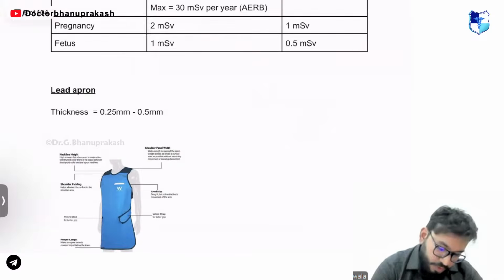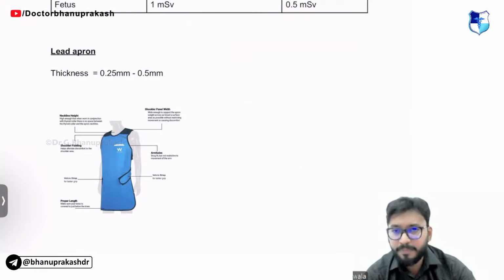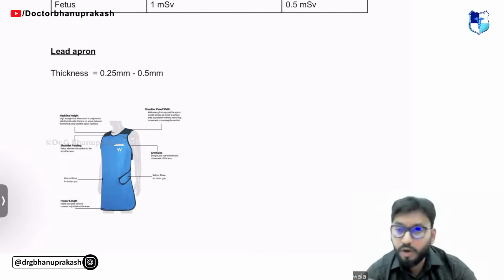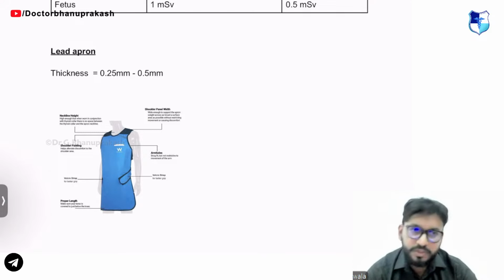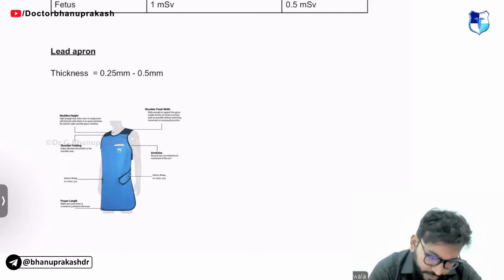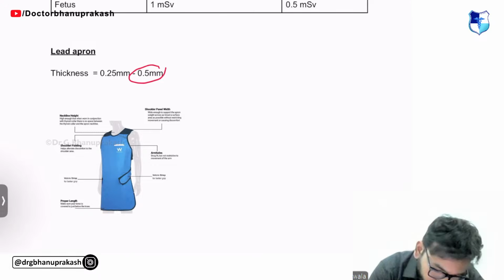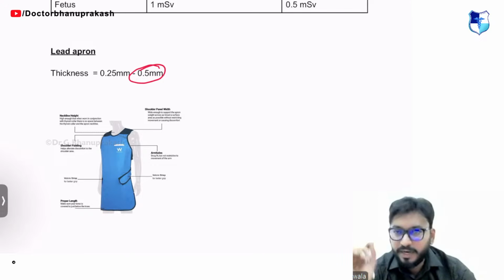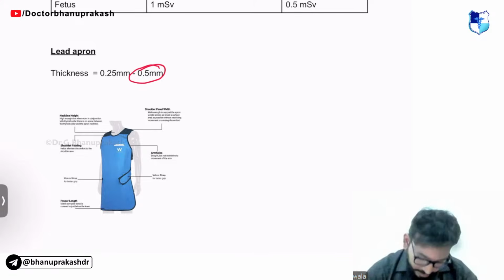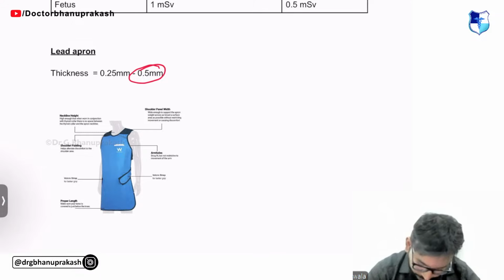Coming to the lead apron, guys, you've seen all of this lead apron. You've seen it in your hospitals, in the cath labs, where we use this regularly. In orthopedic OTs, when you use the C-arm, we use the lead apron. The thickness is 0.25 to 0.5 millimeters, guys. What is the most common value? The most common value is 0.5 millimeters. The thickness of lead in there is 0.5 millimeters.